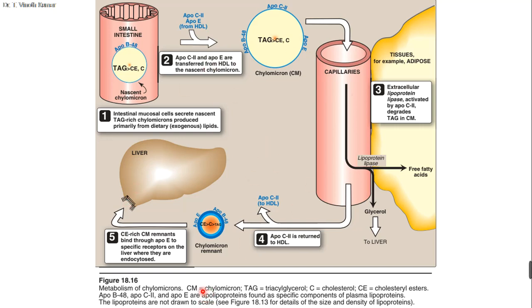CM represents chylomicron, TAG represents triacylglycerol, C means cholesterol, and CE means cholesterol esters, and ApoB48, ApoC2, and ApoE are the apolipoproteins found as specific protein components of plasma lipoproteins. The size is not to scale. Don't compare the size, this one is very huge when compared to the chylomicron. This is the pictorial representation or illustration of the pathway.